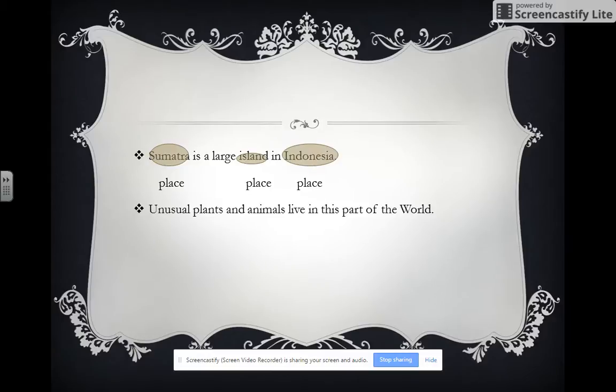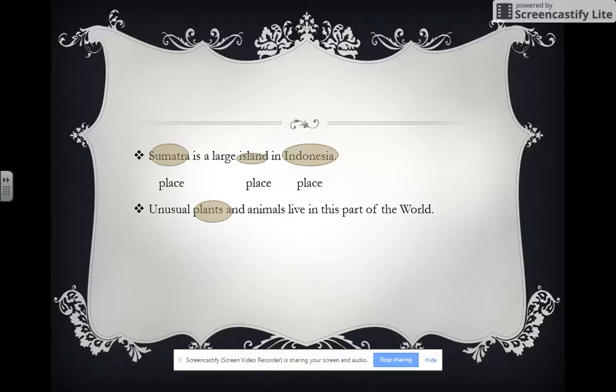Unusual plants and animals live in this part of the world. Okay, unusual, is that a person, place, or thing, or an idea? Well, no. Now, you could argue that's an idea. Unusual is an idea. But notice how it's describing plants. Plants is a thing. In this case, unusual is an adjective.